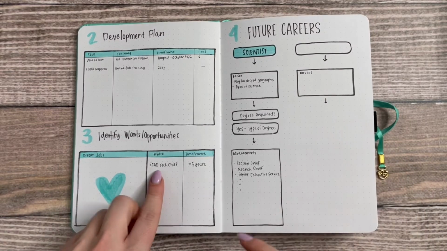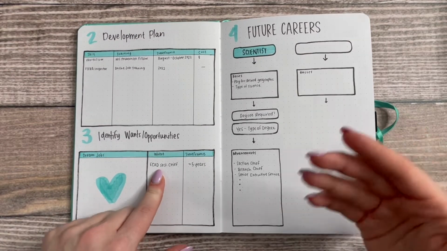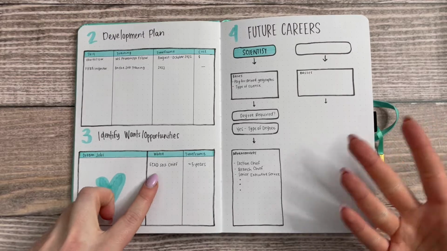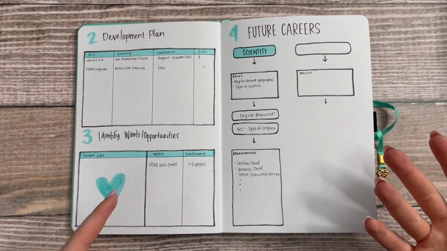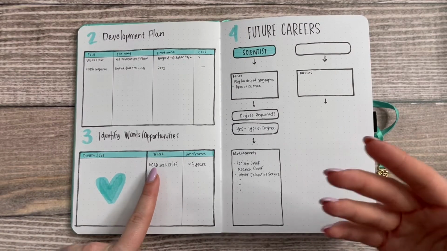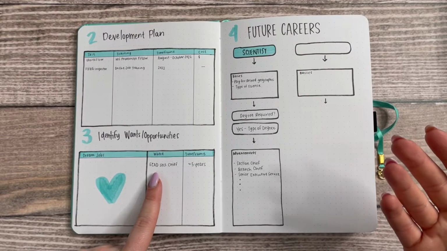For example, this is just one that's off the cuff. There is a division that I am a part of in the federal government. It's called ECAD, because if you know anything about the U.S.